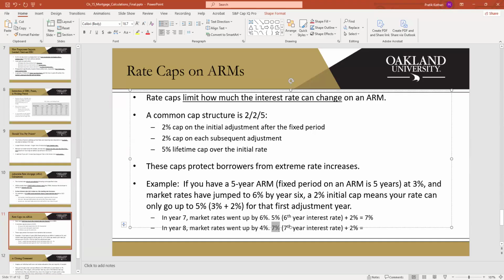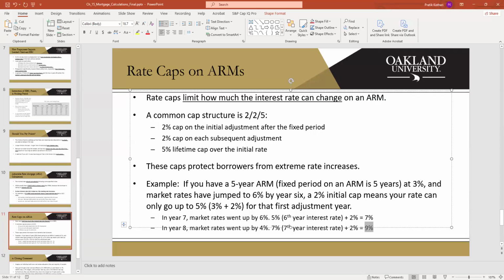So that was my previous interest rate. Now in year 8, market rates went up by 4%. The maximum increase on an annual basis I can have each period is 2%. So my final rate will be 9%.